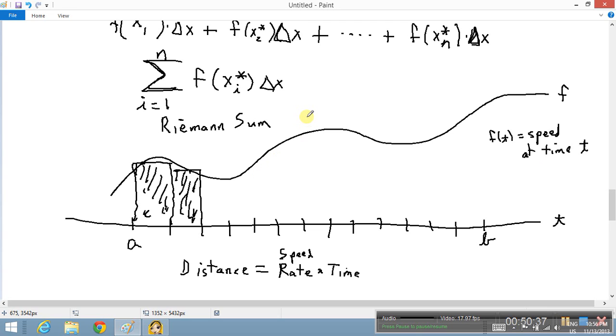Okay, so on Friday we'll do some simple problems in class that have to do with calculating what are called Riemann sums.